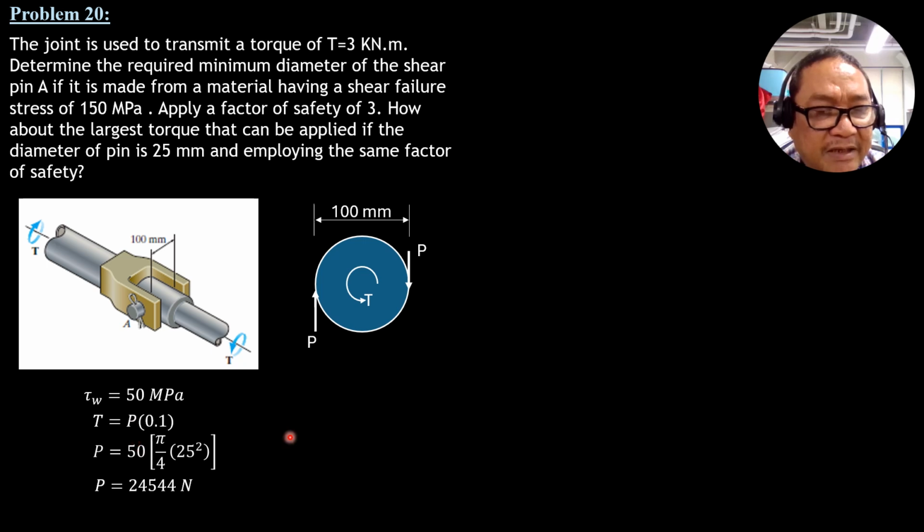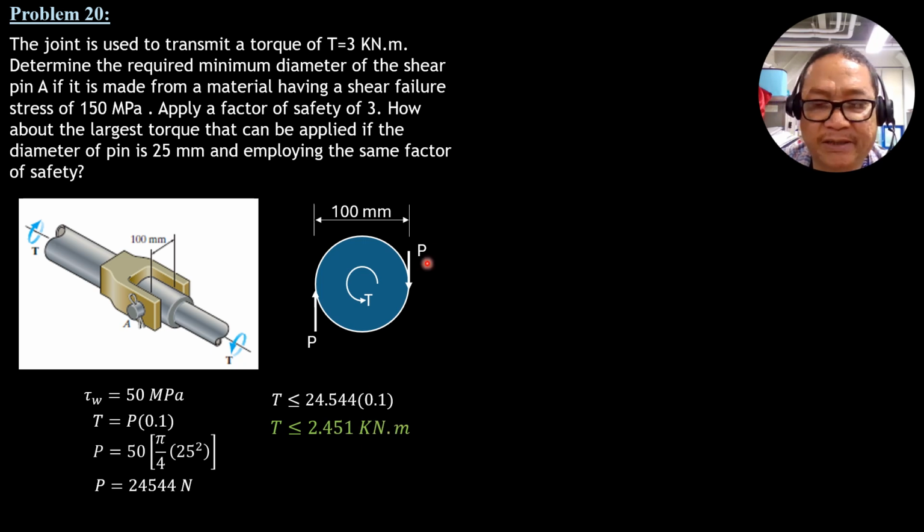Substitute here, T should be less than or equal to 24.544 times 0.1 meter. So the unit is kilonewton meter. And that is 2.451 kilonewton meters. So that's it. That's it for this video.